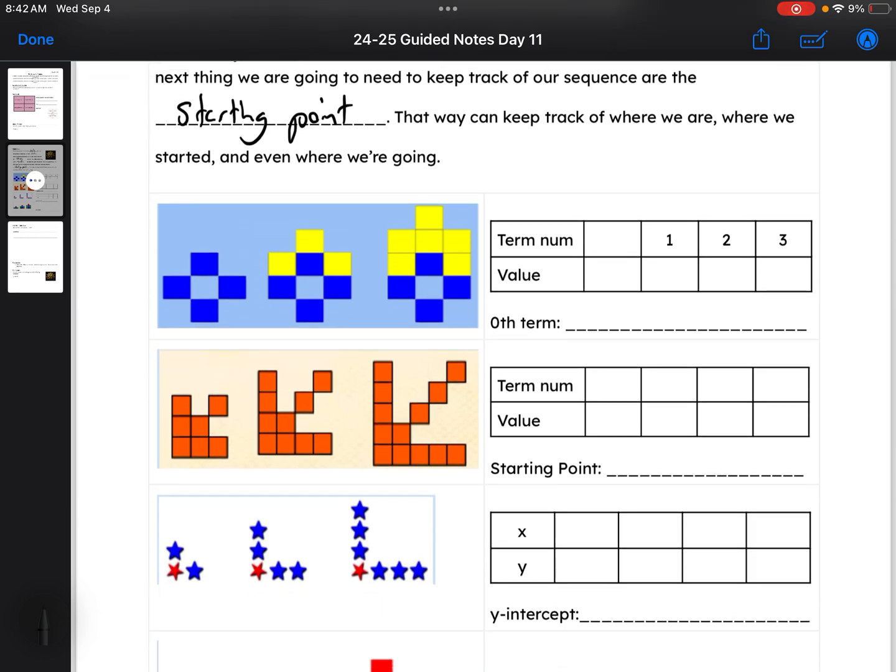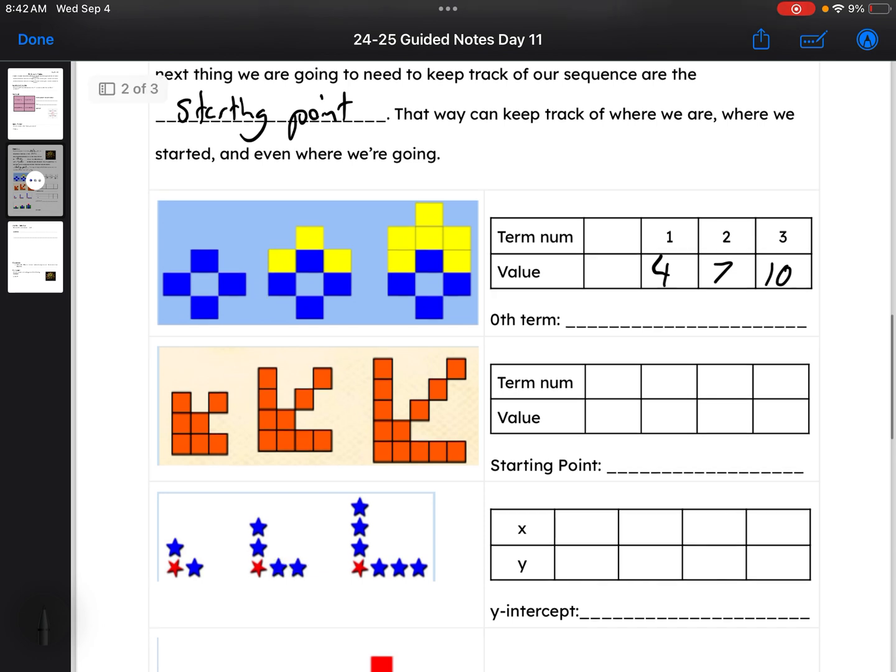For example, let's do this first one together. My first shape, and this is one of the patterns from yesterday, had 4 squares, the next one had 7, and the next one had 10. Now, what we want to do is find the value that doesn't have any rate attached to it. So you'll notice with each of these, we're adding onto the rate every time. But I want to find out what it would have been before we added any rate.